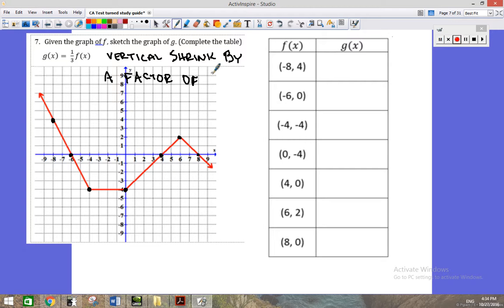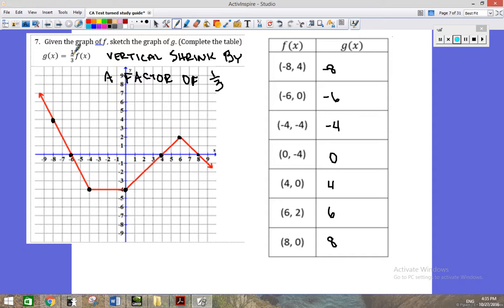Now, I did not intend to give you y values that were not divisible by 3, because I want you to be able to plot your points and have them be integer values. I don't want you to have to estimate the points. For a homework problem, yeah, sure, but for a test, I want you to quickly answer it and move on to the next problem. So this 1/3 is not going to affect my x coordinates. I'm going to have negative 8, negative 6, negative 4, 0, 4, 6, 8.